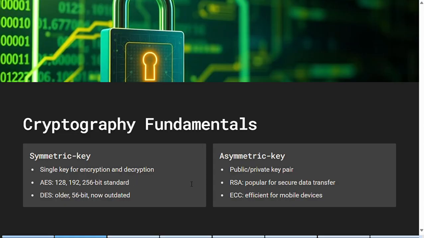What is asymmetric key cryptography? It uses a pair of public and private keys. For example, RSA, that is Rivest Shamir Adleman. It is popular for secure data transfer. It is widely used in digital signatures, SSL, TLS and secure email PGP.